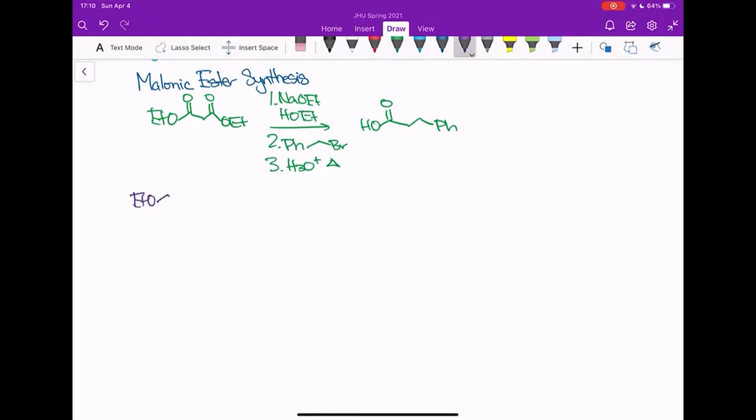For the mechanism, we'll deprotonate at that acidic position. And then we'll bring in this R group to attack and then kick off the good leaving group.